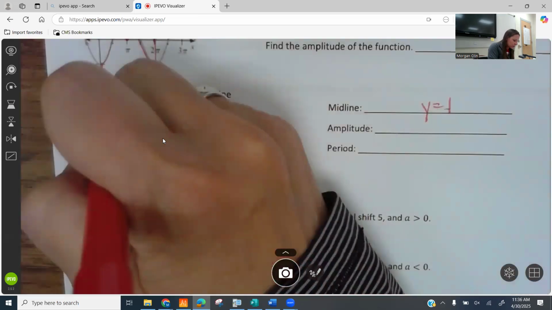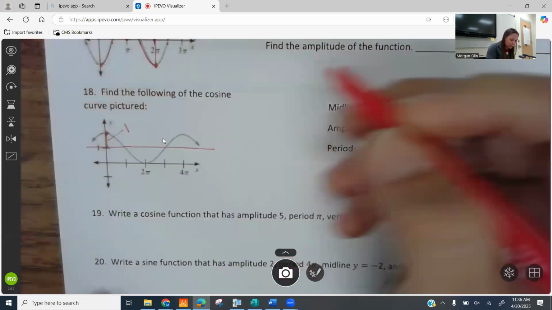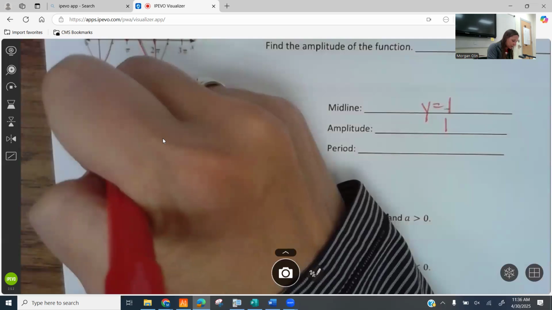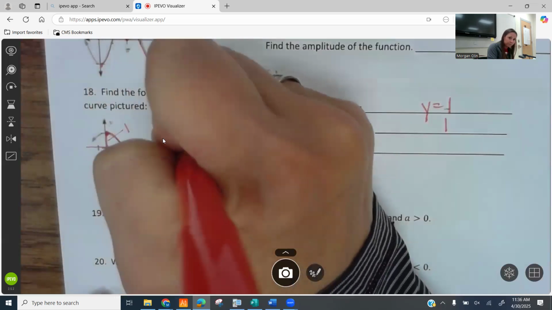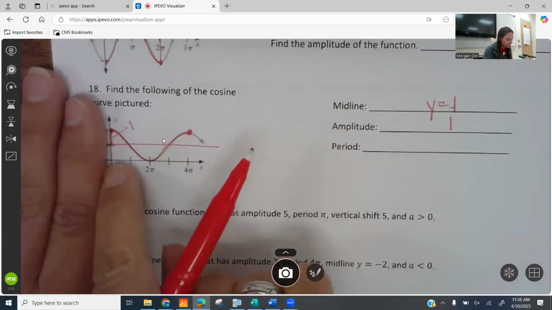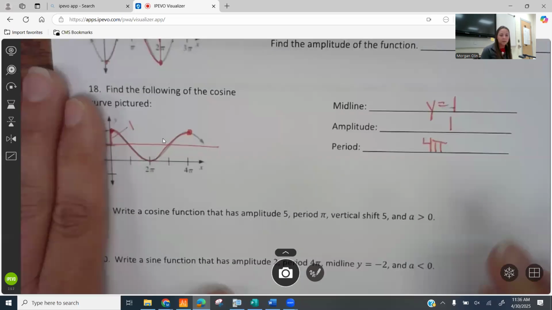Now our amplitude goes from the max to our min. So this distance is a total of 1. So that's my amplitude. And my period means length of one cycle. Well, I'm going to highlight one cycle right here. All right, so one cycle goes from here to here. That length goes from 0 to 4 pi. So 4 pi is my period.